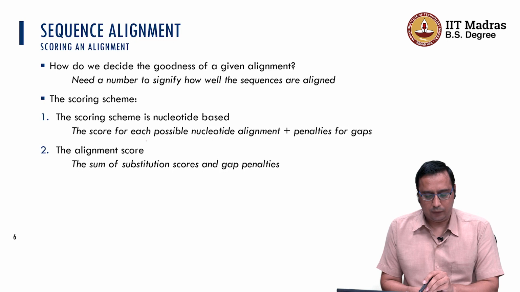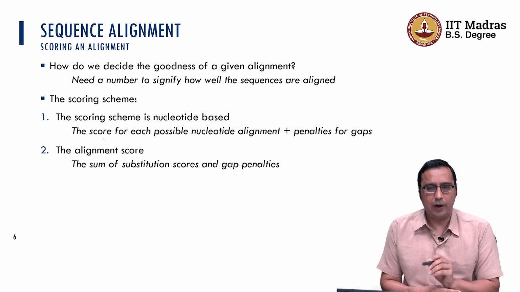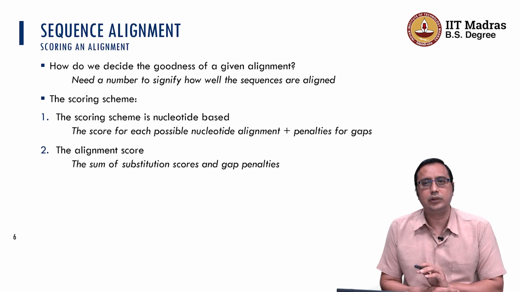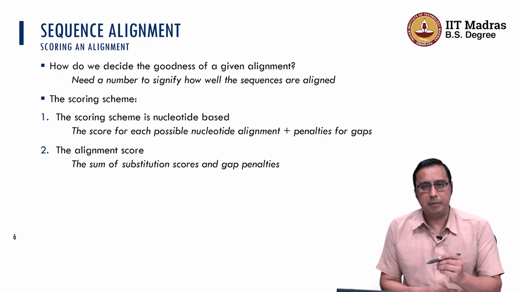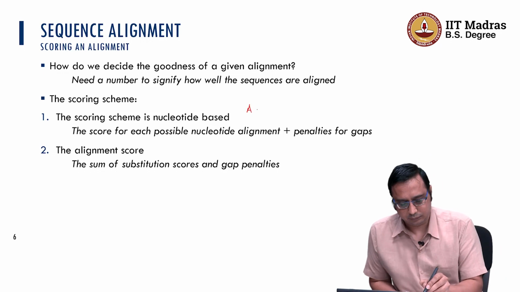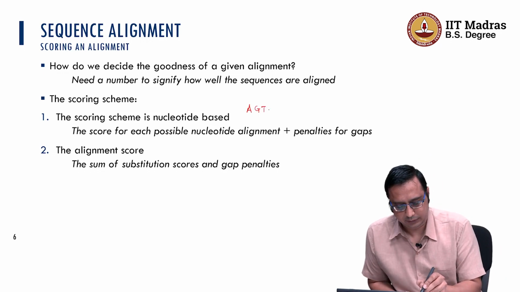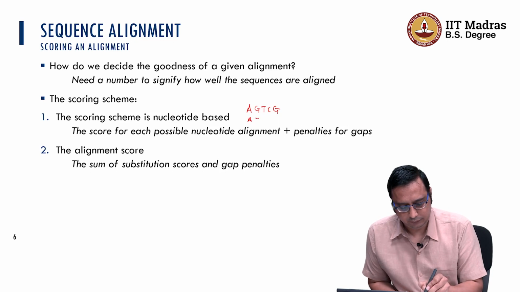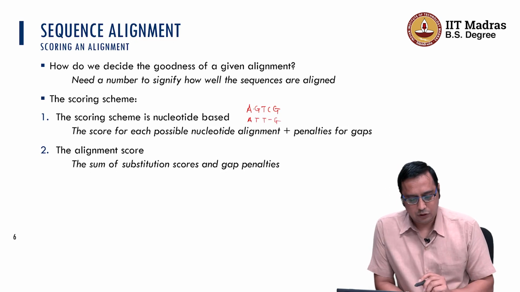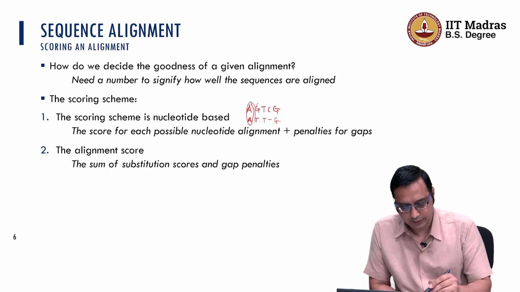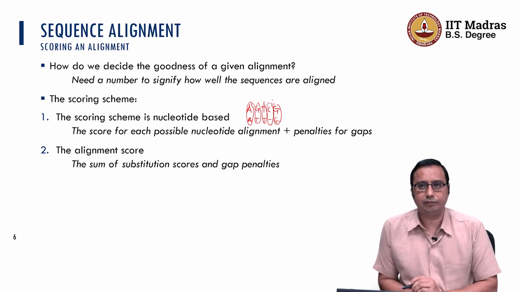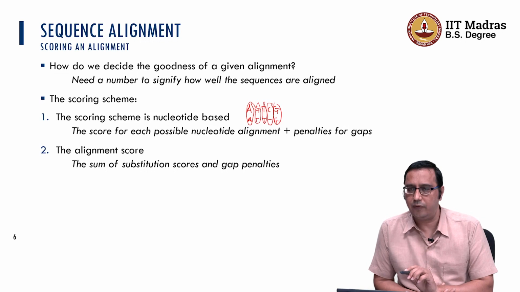And what we are looking for is providing a score for the alignment between A to A, G. Let's say take example A, G, T, C, G, and I have another. So here I'll provide for each alignment a certain score and some penalty for the gaps. Why we provide penalty for gaps, we will discuss later on.